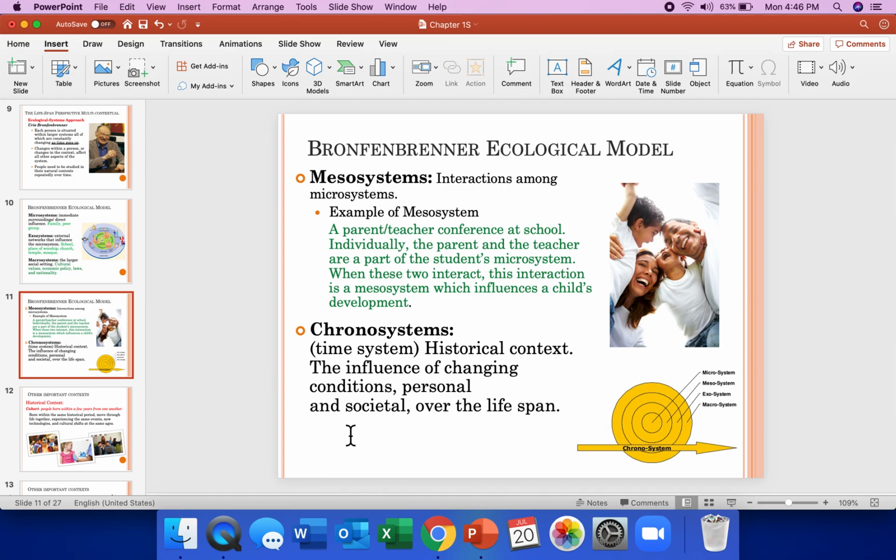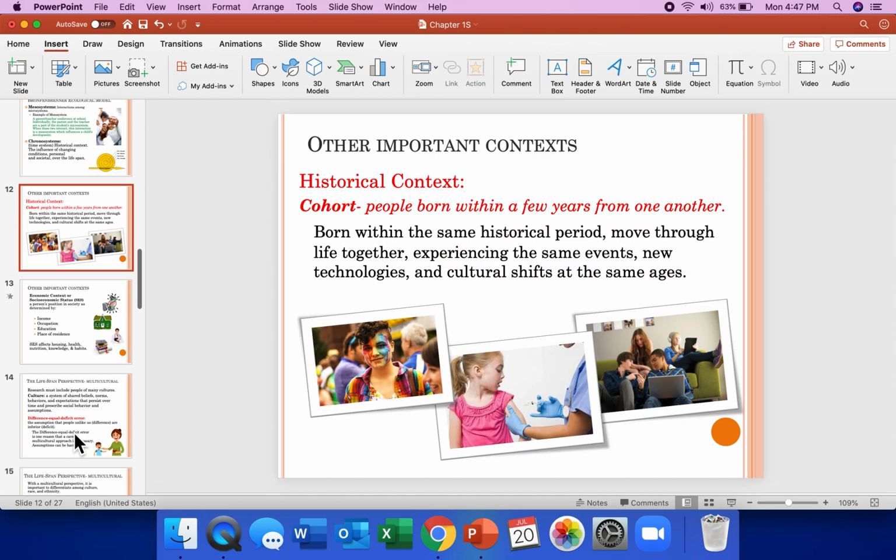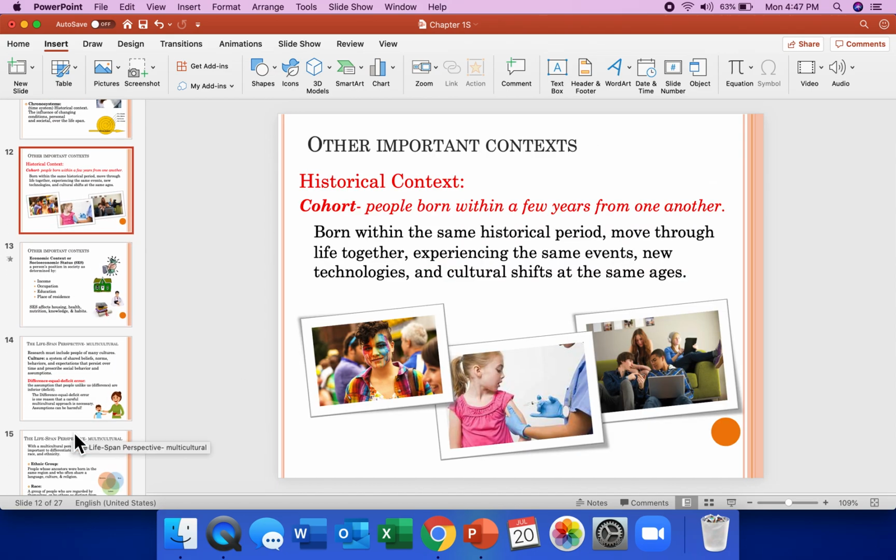What was happening in the community, in the society, in the laws of the land? This is why you can't take out the time factor when you look at how the child grew throughout the lifespan. Which brings us to the concept of a cohort. And a cohort is basically a group of people that are born within a few years from one another.